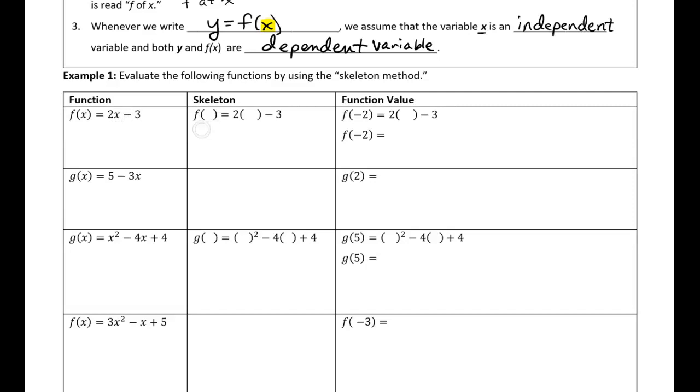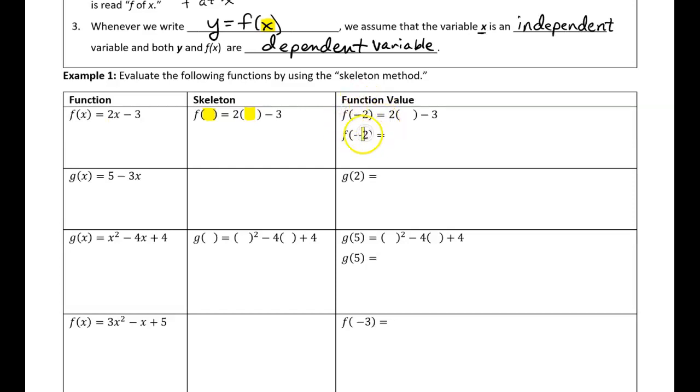So then by a skeleton, without an actual value in there, whatever we have in this empty spot, whatever may be inside that parentheses, that's what goes into the spot where the x used to be. So it's like a substitution, a replacement of the variable x with a certain number.